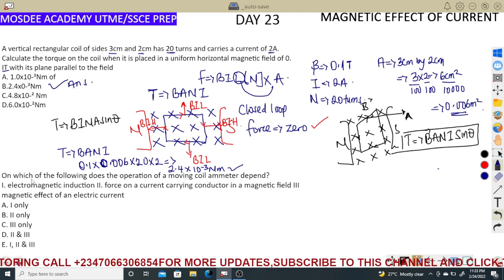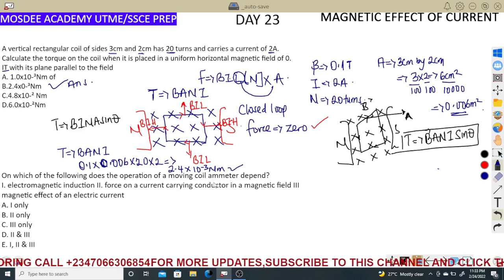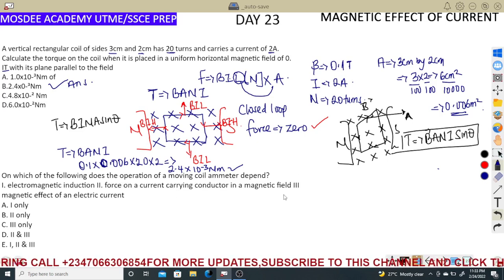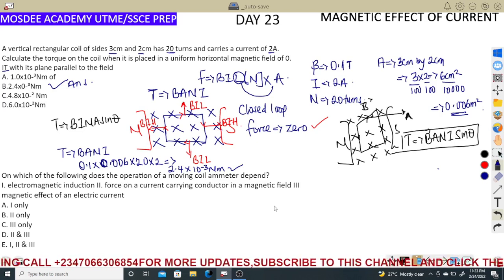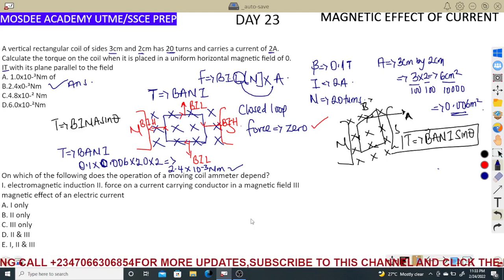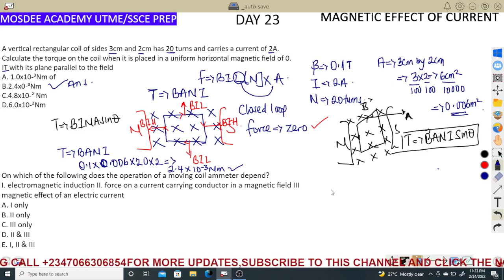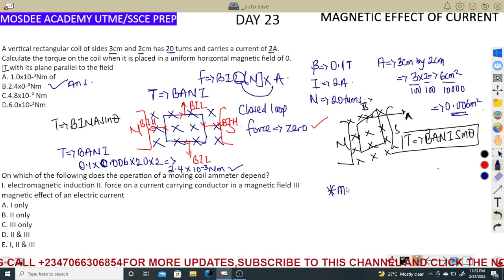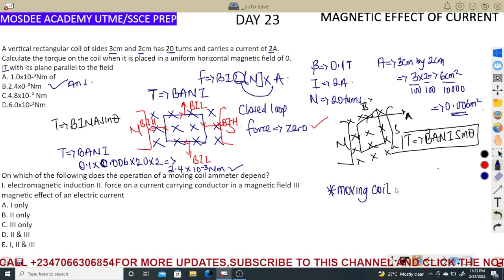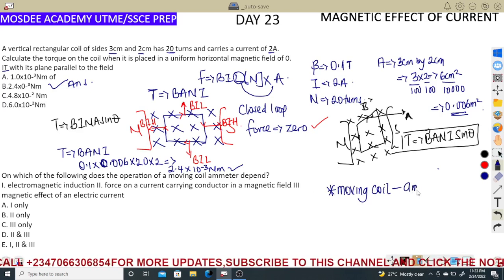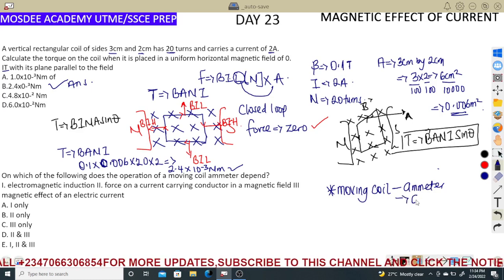The next one. On which of the following does the operation of a moving coil ammeter depend? Moving coil galvanometer, moving coil ammeter, both work on the principle of force on a current carrying conductor. So keep that at the back of your mind. Moving coil, all this moving coil, either moving coil ammeter or moving coil galvanometer.